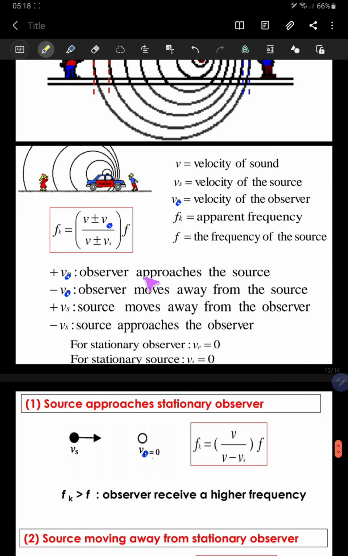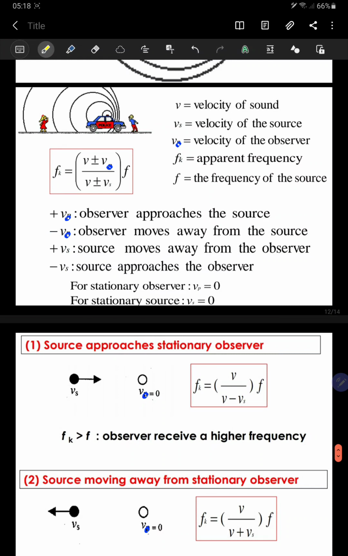Okay, when the observer approaches the source, vo is positive. When the observer moves away from the source, vo is negative. When the source moves away from the observer, vs is positive. When the source approaches the observer, vs is negative. For any static observer or source, vo or vs just equals 0, which means they don't move. What does this mean? It's quite simple. I don't like to memorize this, but I like to understand the concept.